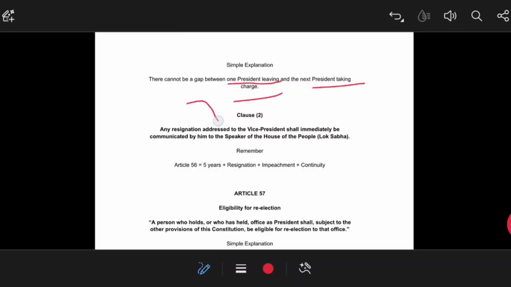Clause 2 says that any resignation addressed to the vice president shall immediately be communicated by him to the Speaker of the House of the Lok Sabha. Now suppose the president thinks that he or she should resign, he or she will submit the resignation to the vice president of India. After that, the vice president of India will immediately inform the Speaker of the Lok Sabha. Okay, so there is a mention of the Lok Sabha Speaker, not the chairman of the Rajya Sabha. So the vice president will inform the Speaker of the Lok Sabha. Okay, so article 56 is about the 5-year term, resignation, impeachment and continuity.